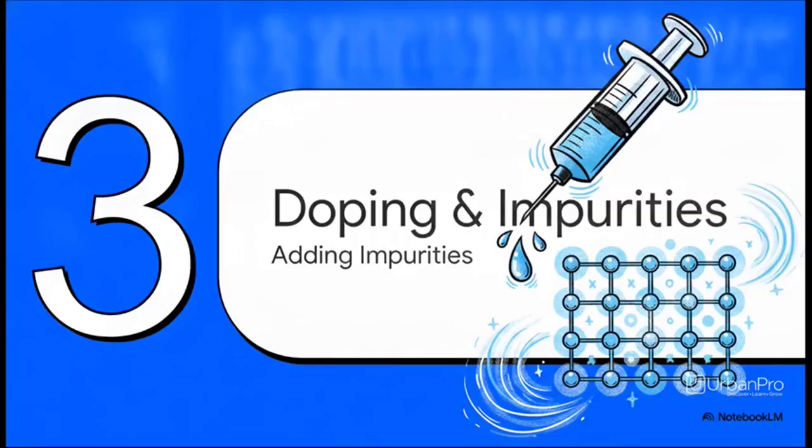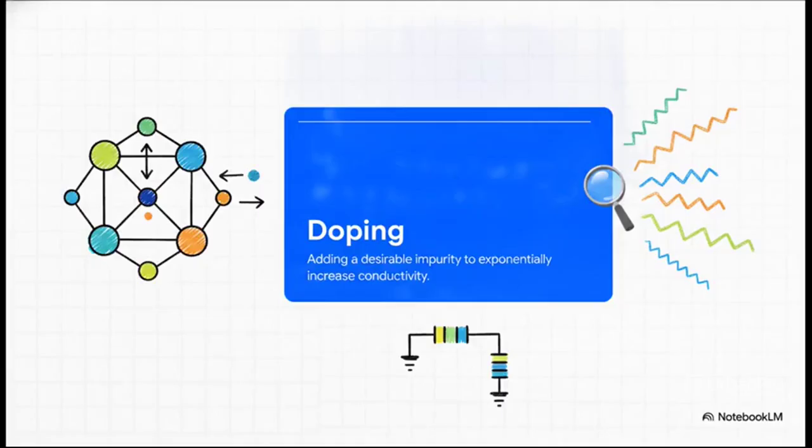All right, Section 3, Doping, adding the impurities. We have a tiny problem with these pure intrinsic semiconductors. They just aren't conductive enough at room temperature to actually be useful for building devices. Their baseline conductivity is just way too low. So, we need a scientific superserum, and that process is called doping. Doping is just the deliberate addition of a tiny amount of a specific impurity.